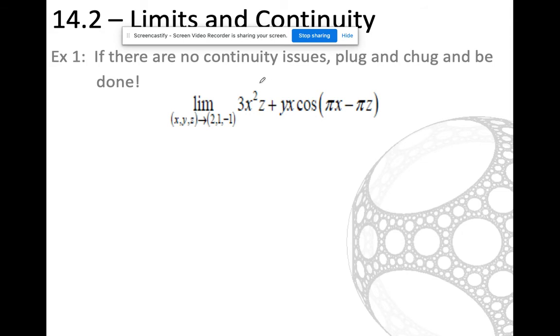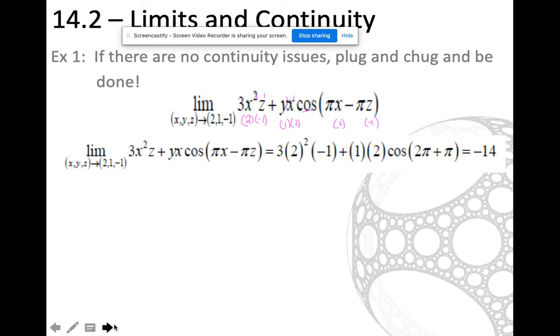But what do I have here? A square, a product of 2 first degrees, and cosine. Every combination of continuous functions is continuous. So all I have to do here is plug and chug. I am plugging 2 in for x, -1 in for z, 1 for y, and evaluating. Bam. -14, done and done. Plug and chug.